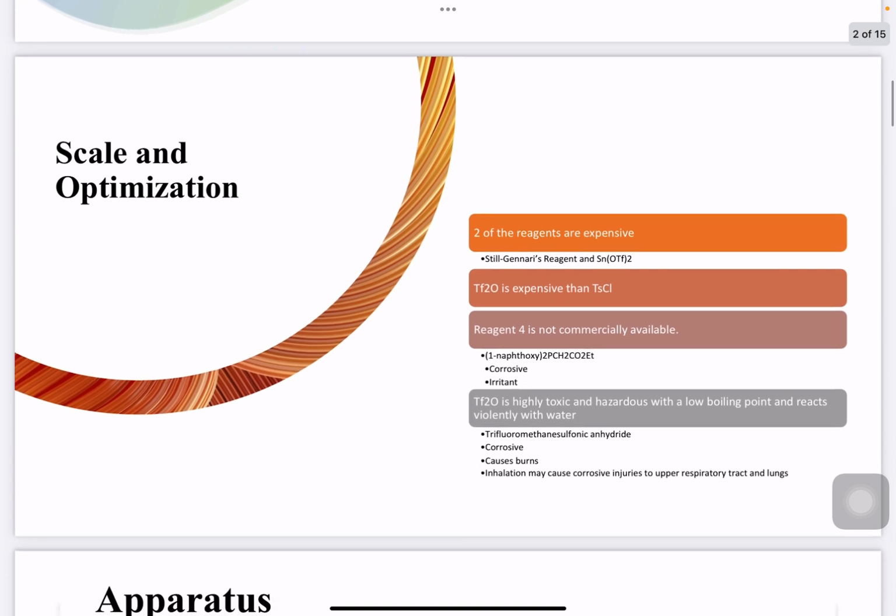So first, we are going to talk about the scale and optimization. For these reactions, some of the reagents are expensive. Here they are using Tf2O, and Tf2O is more expensive than TsCl. That is a major drawback because Tf2O is 15 to 30 times more expensive than TsCl.